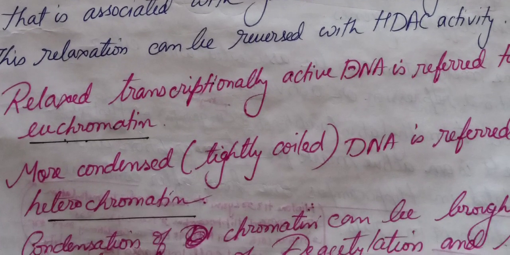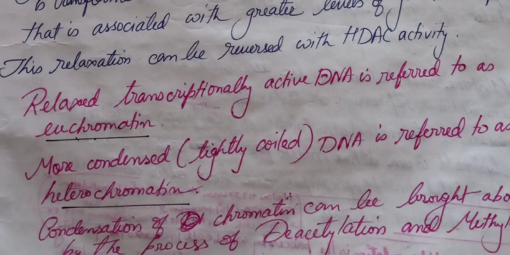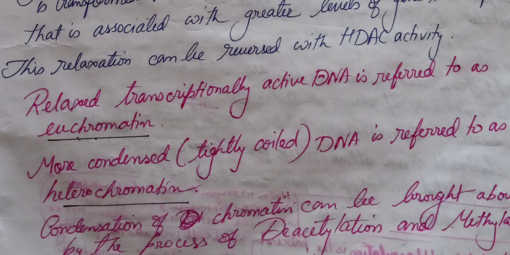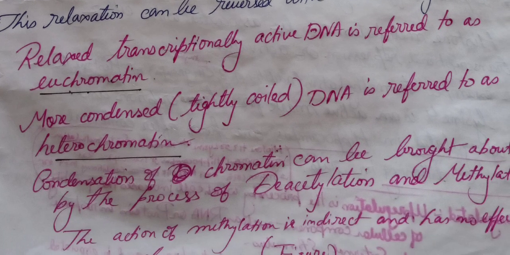Here some terms have been given. Relaxed, transcriptionally active DNA is referred to as euchromatin. Chromatin that can be accessed by the transcriptional machinery to do transcription is called transcriptionally active DNA. Those chromatin regions where transcription can occur are called euchromatin, whereas more condensed or tightly coiled chromatin is referred to as heterochromatin.